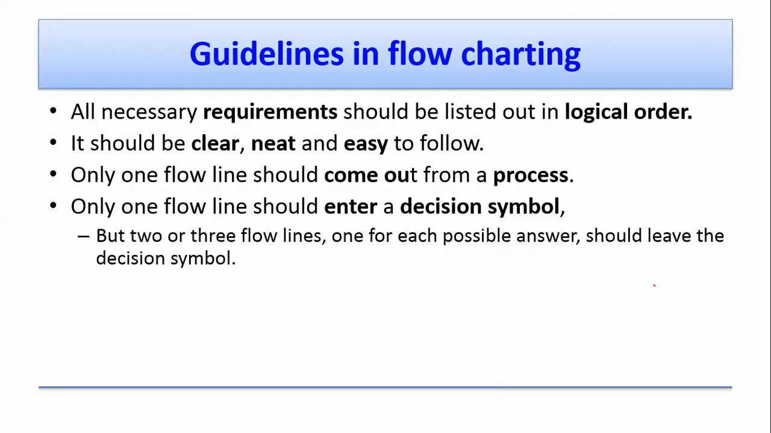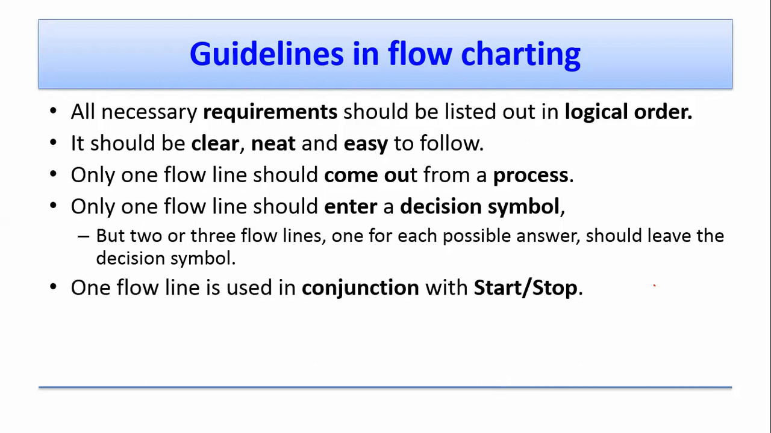But there can be two or three flow lines, one for each possible answer, that should leave the decision symbol. The next guideline is that one flow line is used in conjunction with start and stop. You will realize these guidelines when you are drawing the flow chart, so I'll explain basic examples.